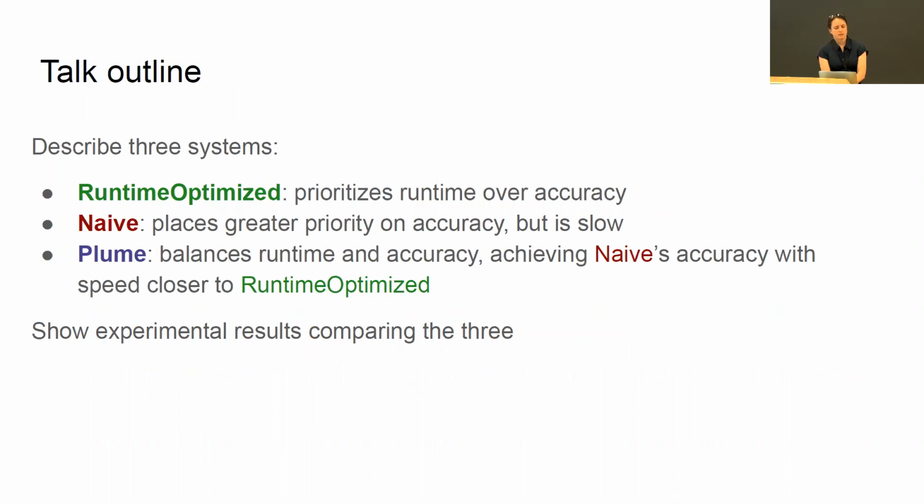These are the three systems that we'll discuss. RuntimeOptimized is a system that prioritizes runtime at some expense to accuracy. Naive places greater priority on accuracy, but is slow. And then the system we call Plume represents a better balance of runtime and accuracy. So it essentially achieves naive's accuracy, but with speed closer to that of runtime optimized. So then after going over the systems, we'll wrap up with a few experiments comparing them.